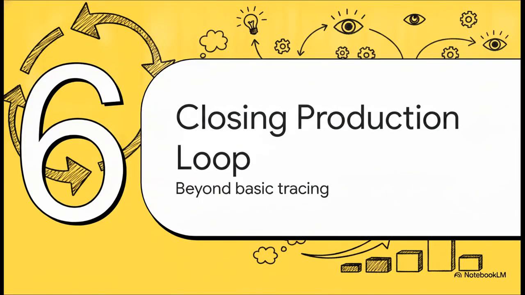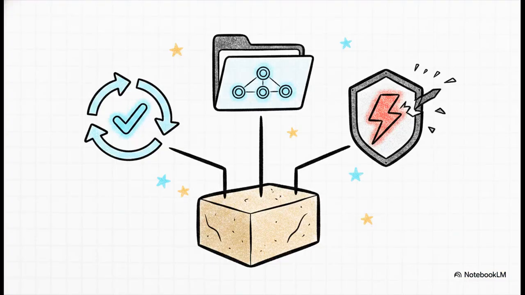Finally, Section 6, closing the production loop, moving beyond basic tracing. Let's look at how all this observation builds into a mature production lifecycle. Because tracing isn't just about staring at logs, it is the absolute bedrock of your entire system. Once you have those traces properly recorded, they become the foundation that lets you safely manage and test new prompt versions without having to redeploy your code. They let you run automated pass-fail continuous evaluations against actual real-world user behavior, and they let you intercept bad behavior with real-time guardrails before the user ever even sees it.